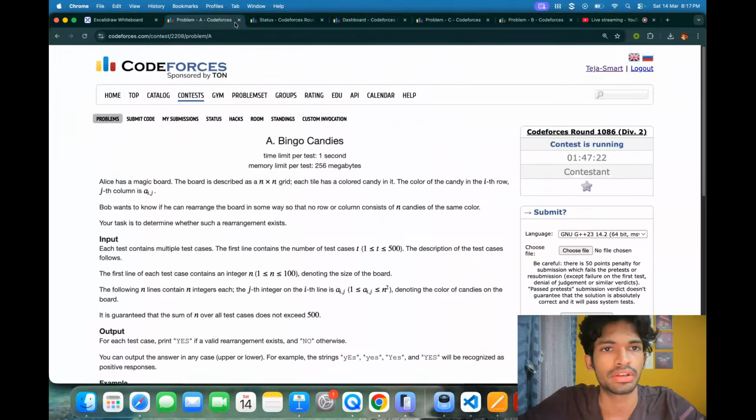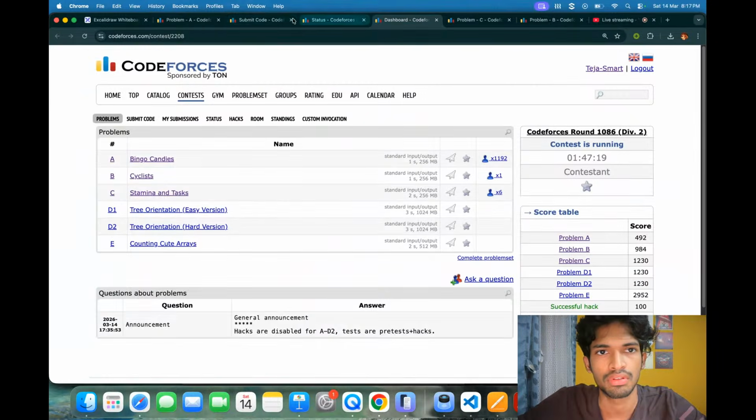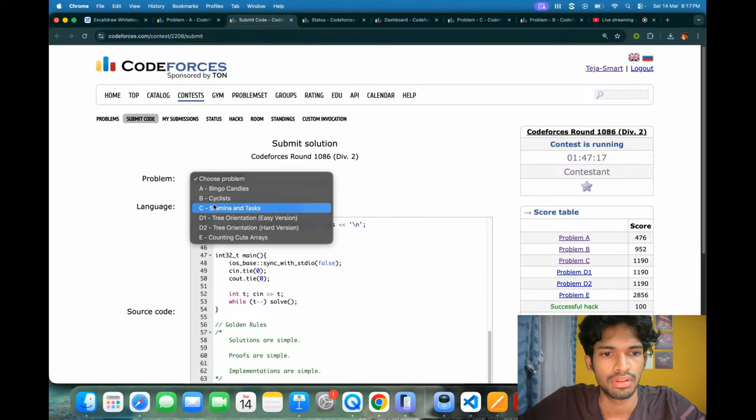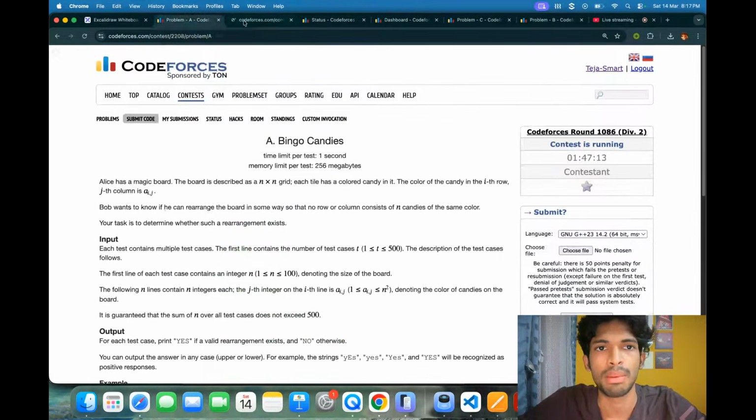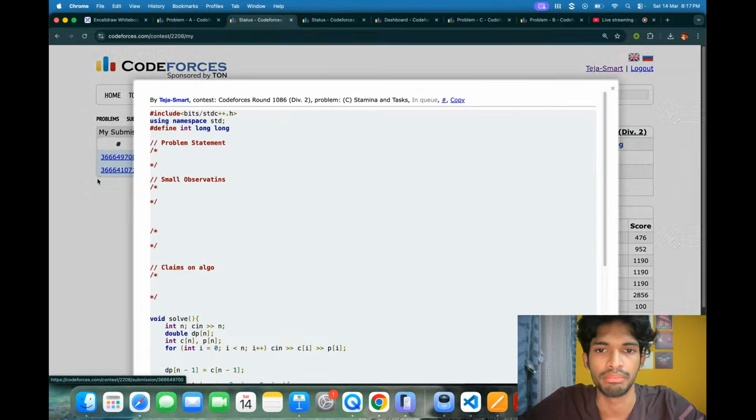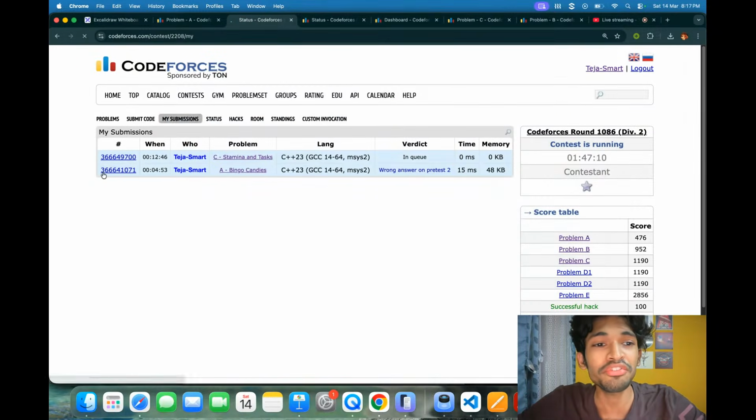See, that's correct. Maybe C is more direct than B. What the fuck? Wrong answer on P2.